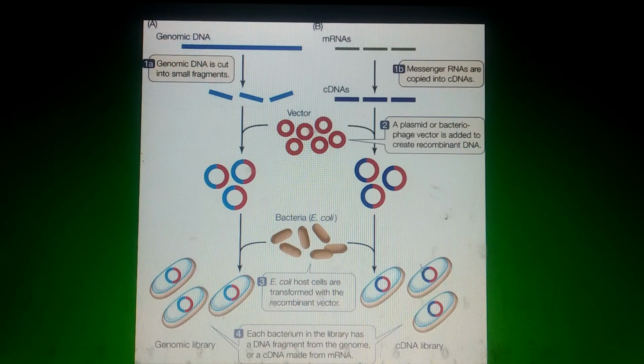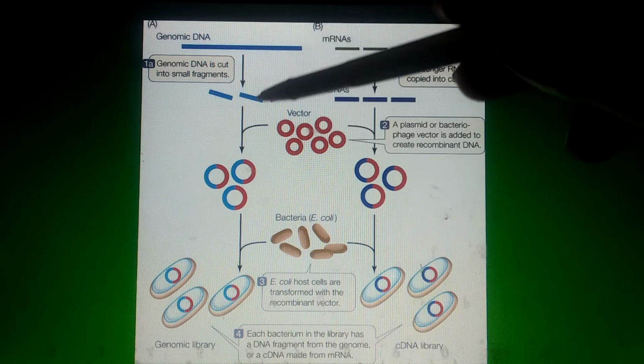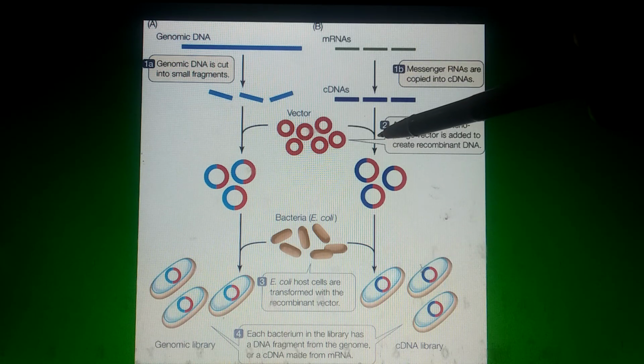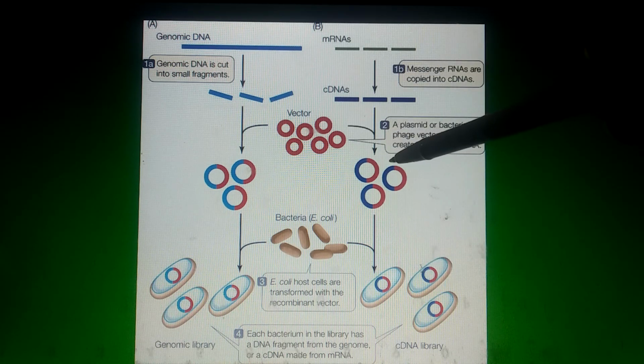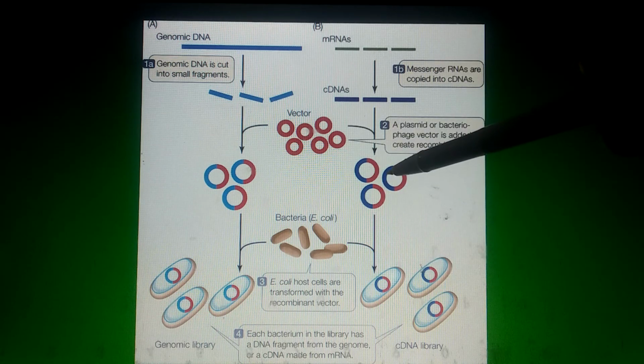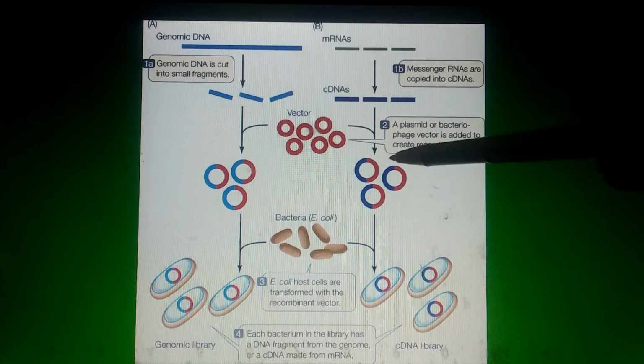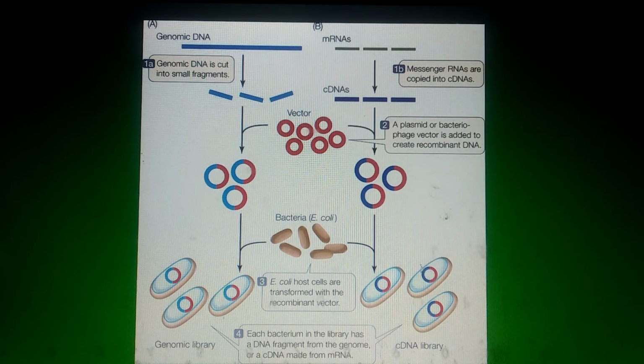So there is a comparison where you can easily note down the genomic DNA and cDNA library construction. Here the genomic DNA is cut into fragments. Here the messenger RNA is first converted into cDNA. Then this cDNA is digested with the restriction enzyme and then inserted into the desired vectors, and these vectors are then inserted into the bacterial cell for amplification, or you can say for cloning purposes.